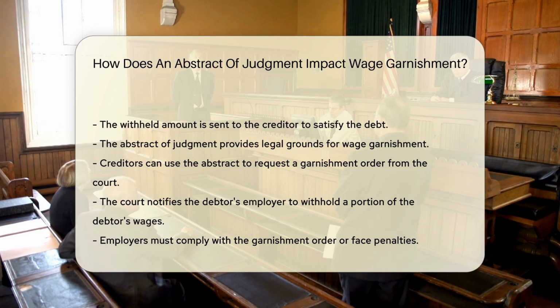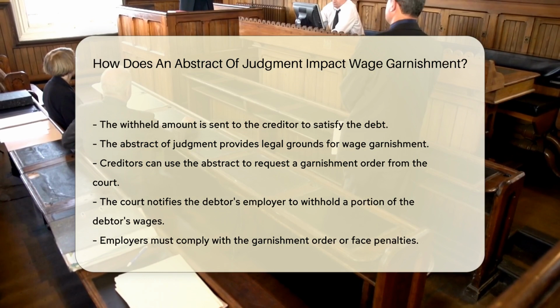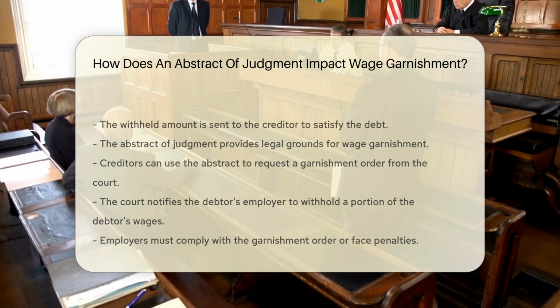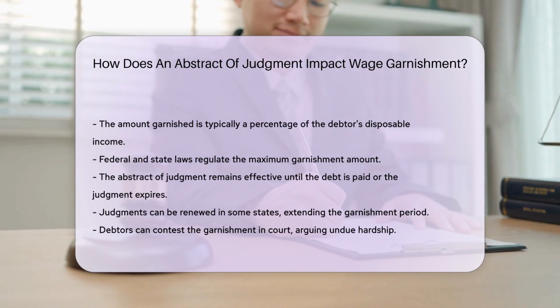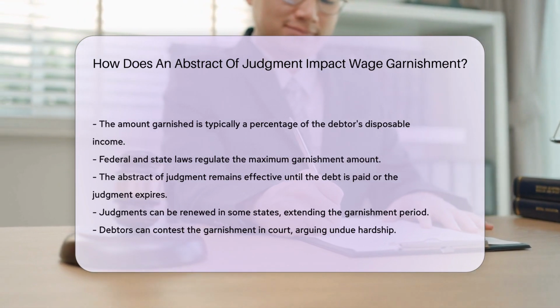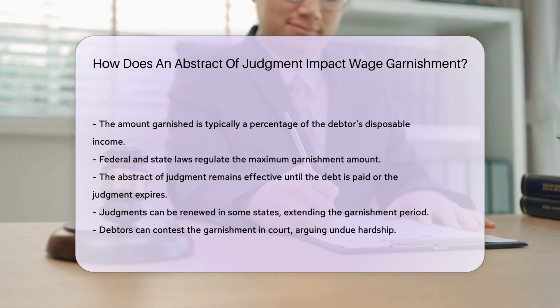The court will then notify the debtor's employer to withhold a portion of the debtor's wages. The employer must comply with the garnishment order. Failure to do so can result in penalties. The amount garnished is typically a percentage of the debtor's disposable income. Federal and state laws regulate the maximum amount that can be garnished.